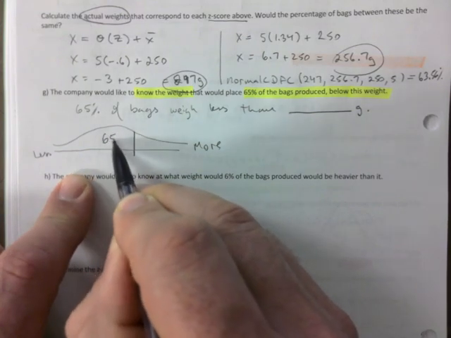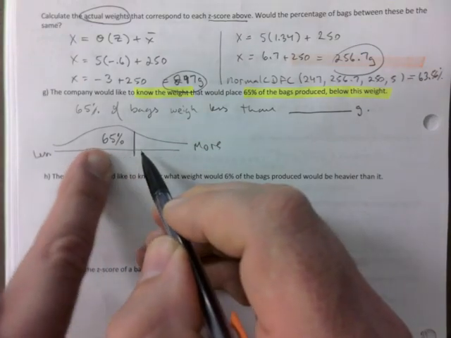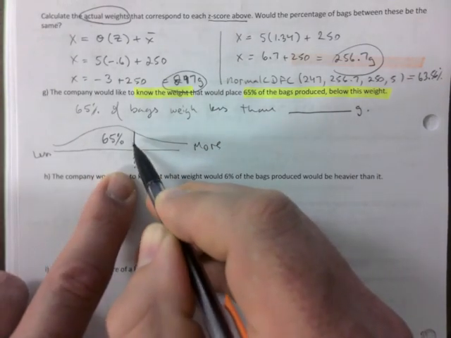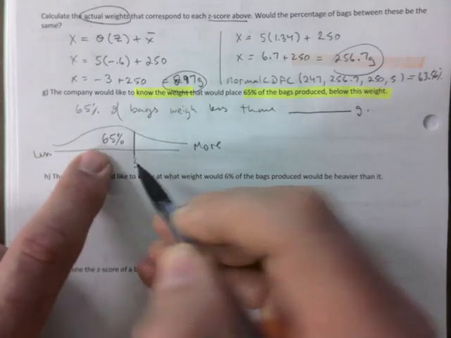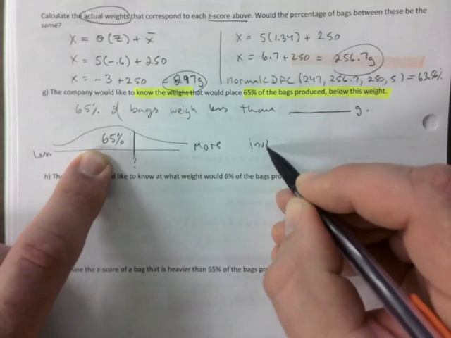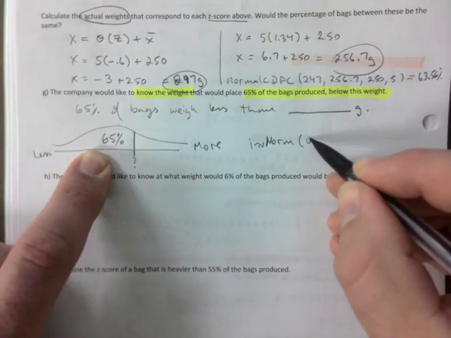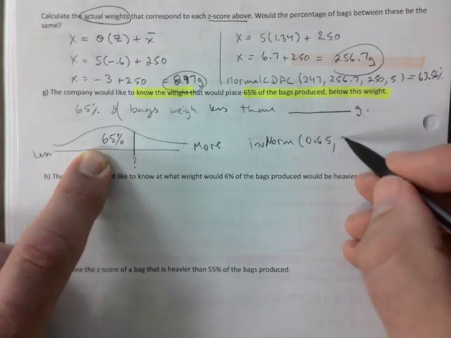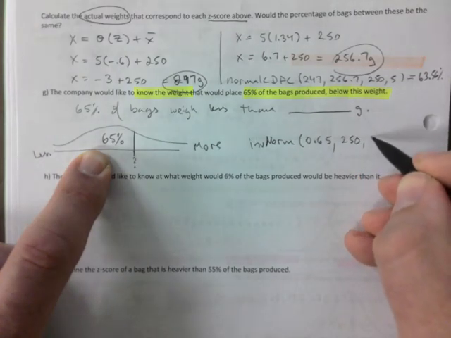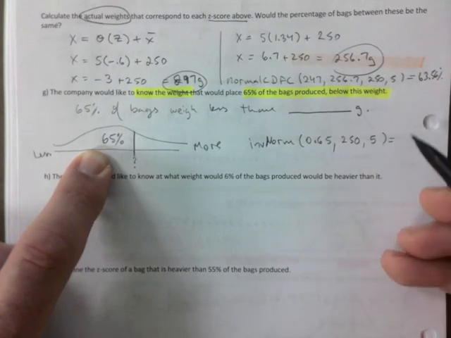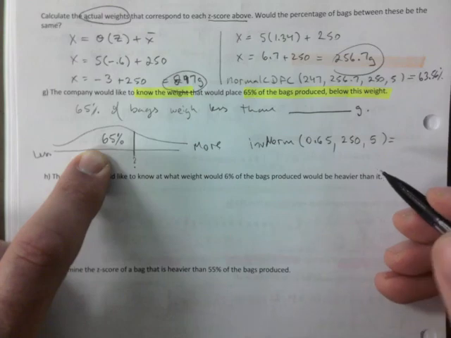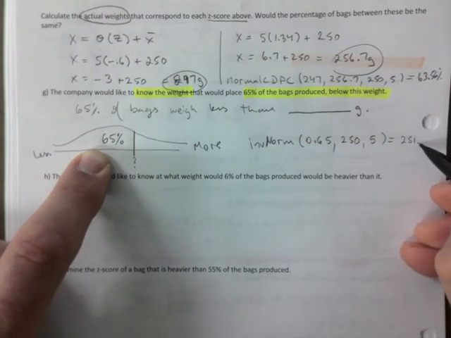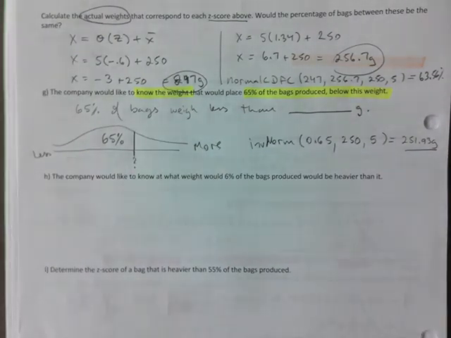And this question is actually giving you the percentage of bags that are to the left of the value you're trying to find. So we've got to go inverse norm. You enter 0.65, and the mean and standard deviation, of course. In this case, you get 251.93, and that is grams. Whatever the x values are on your bell curve, that's what the units are for this answer right here.